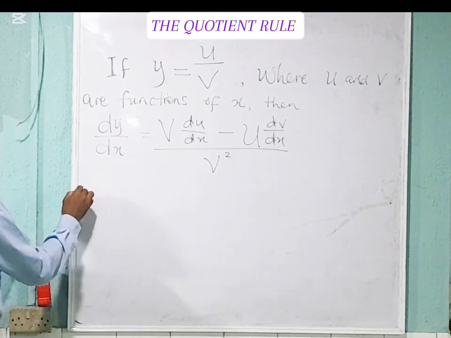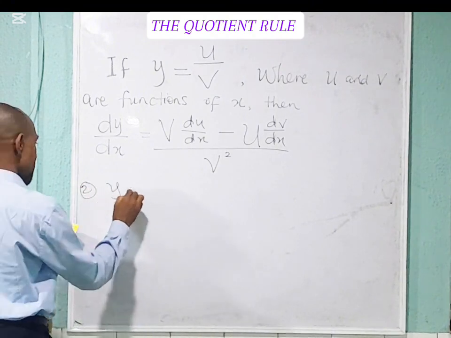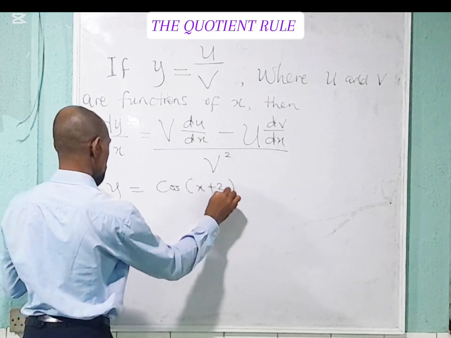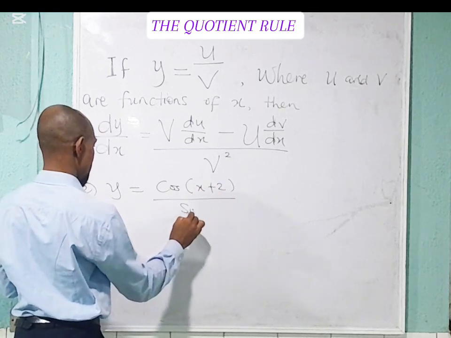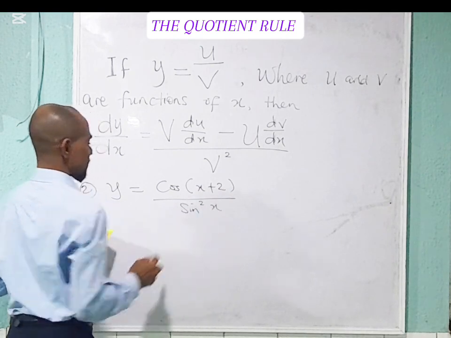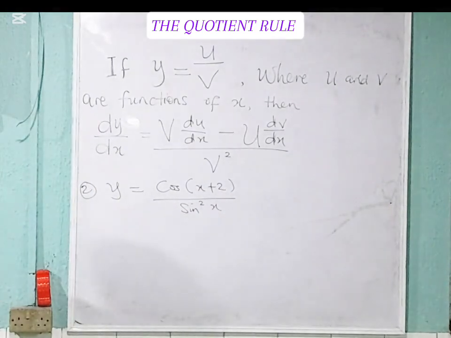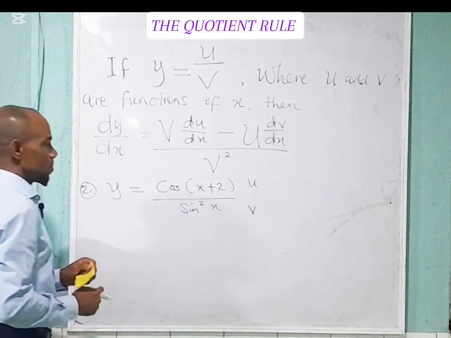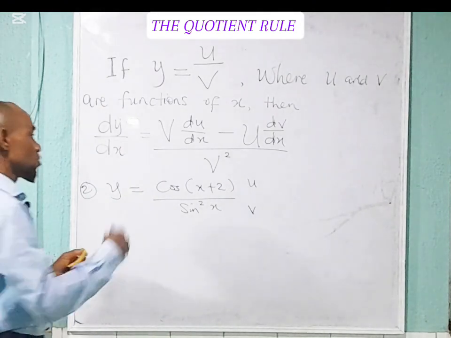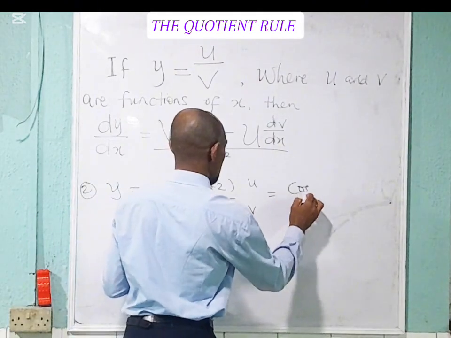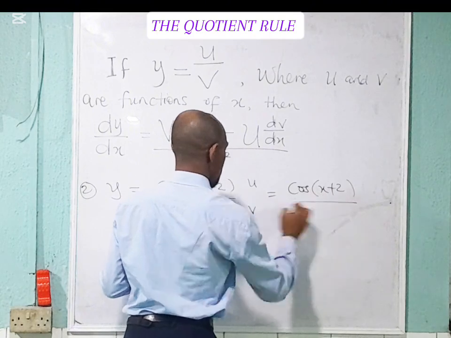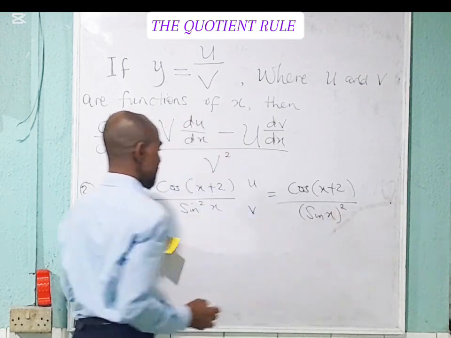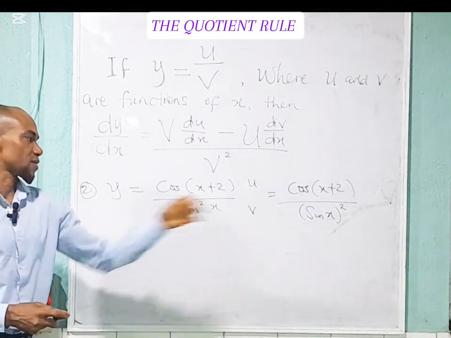Now we have example 2. If y equals cosine x plus 2 over sine squared x. This is clearly a quotient problem, whereby this is my u and this is my v. Note that sine squared x can be written, for simplicity, as sine x all squared. That's the meaning of sine squared x.